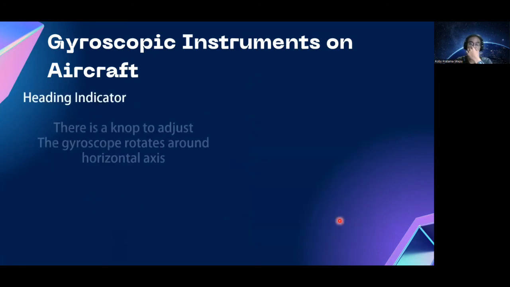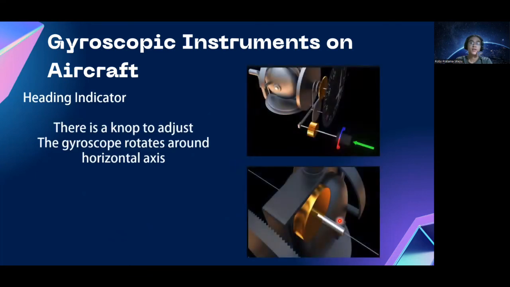Next one is the heading indicator. In the heading indicator there is a knob to adjust, as in the upper right picture, and the gyroscope rotates around the horizontal axis. It controls the yaw or heading.